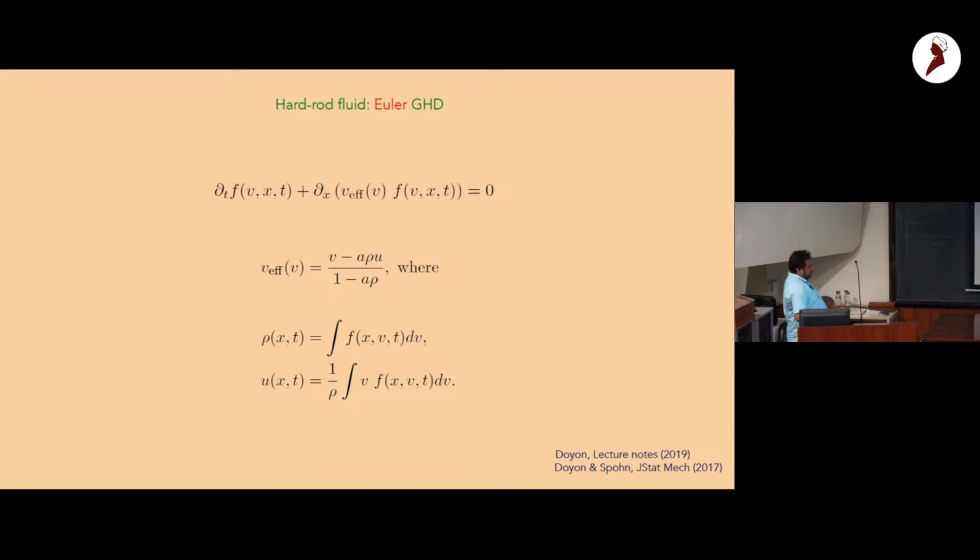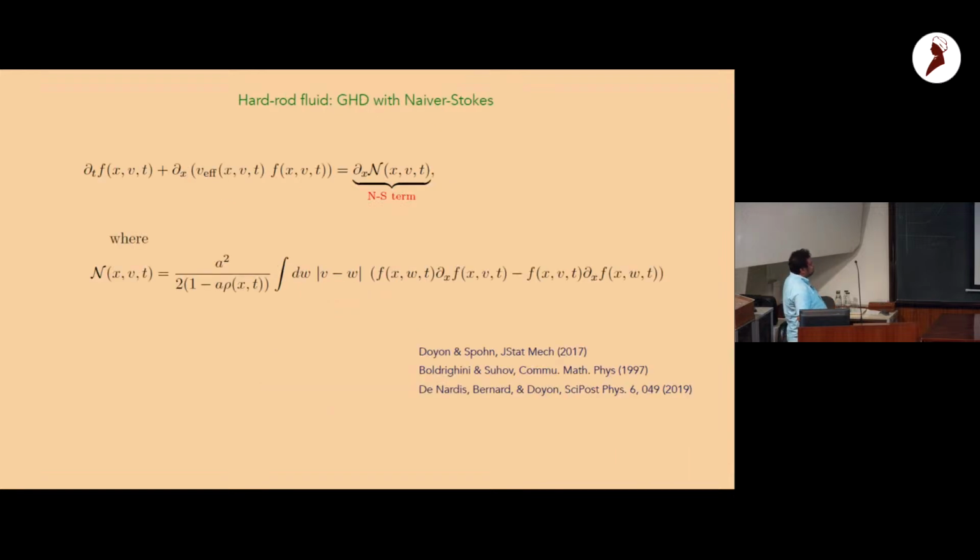But you can also add Navier-Stokes terms to it. I will not say how it was derived, but this is the expression of the Navier-Stokes terms, and this was done by Herbert and Benjamin through a Green-Kubo calculation. Before that, Boldrighini and Suhov had done it more rigorously and shown the same Navier-Stokes terms. Then recently, Benjamin, Jacopo and Denis Bernard have computed such Navier-Stokes terms for more general integrable models.